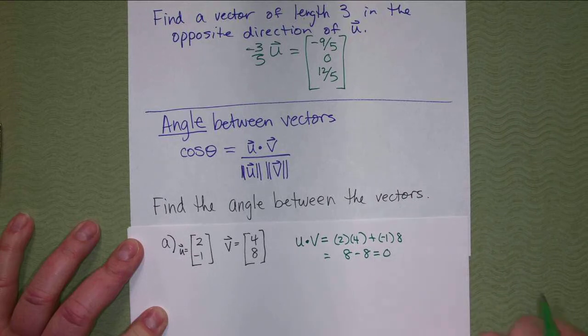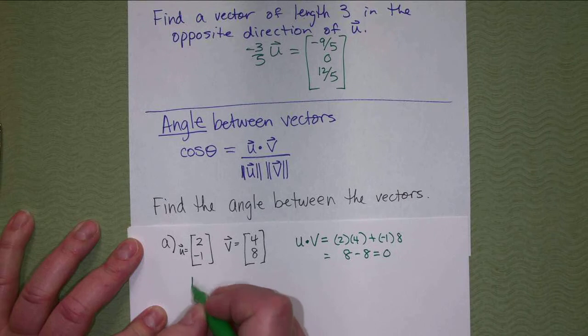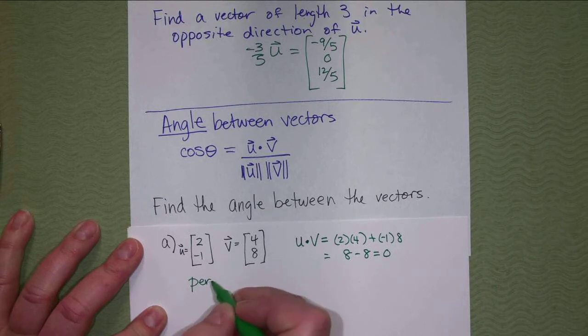Okay. What does that mean about them? They're perpendicular. And in linear algebra, of course, they don't actually say perpendicular, right? Although I don't mind if you do. Of course, there's another word for it.